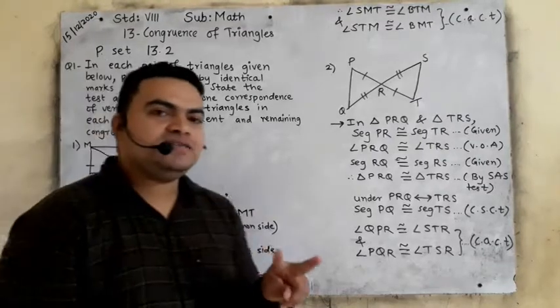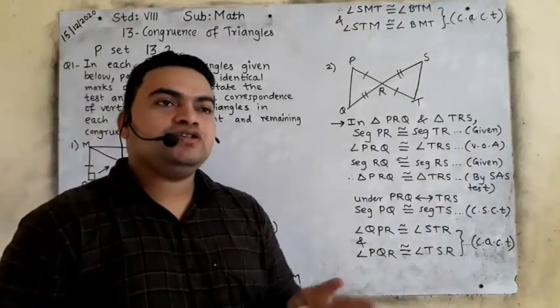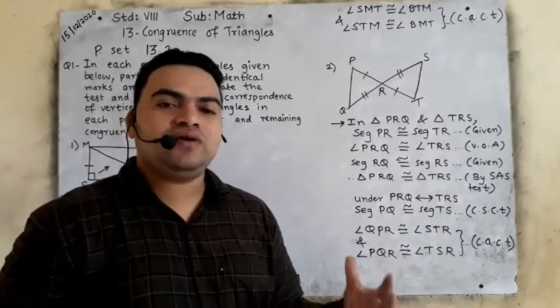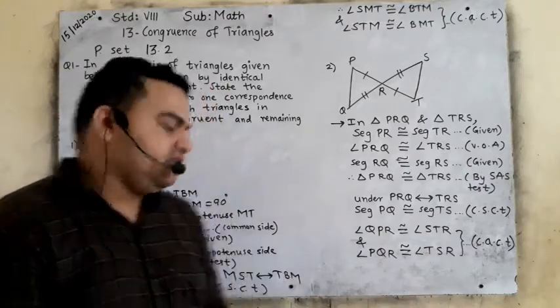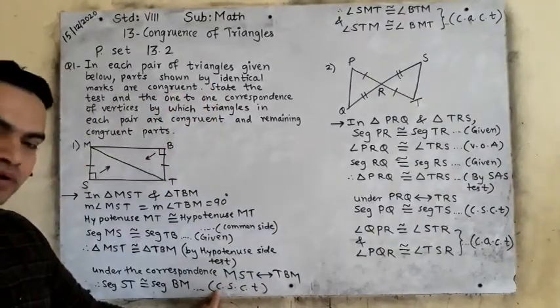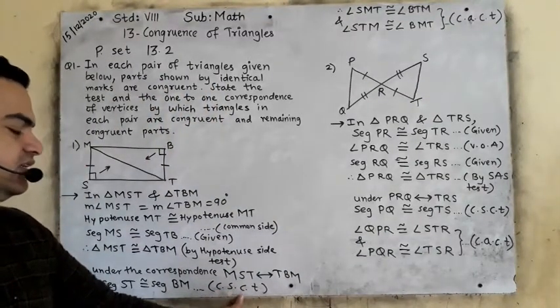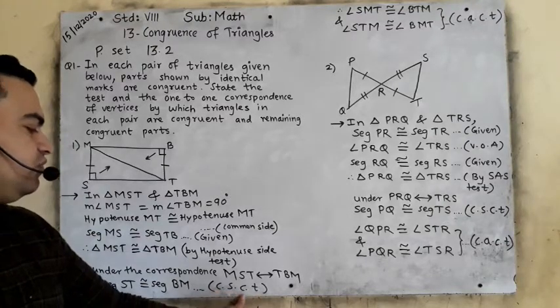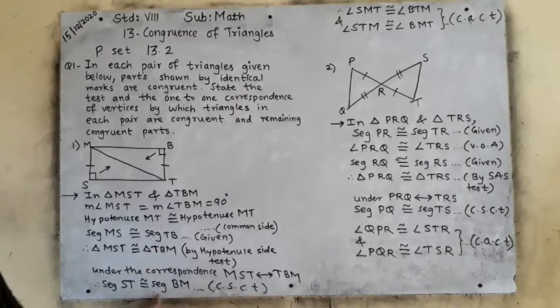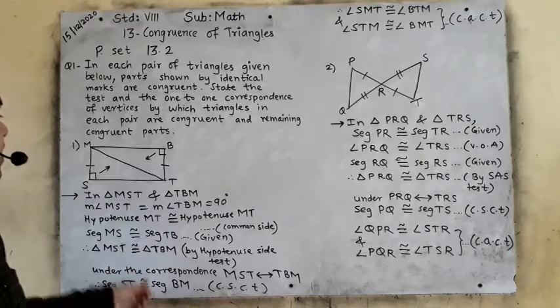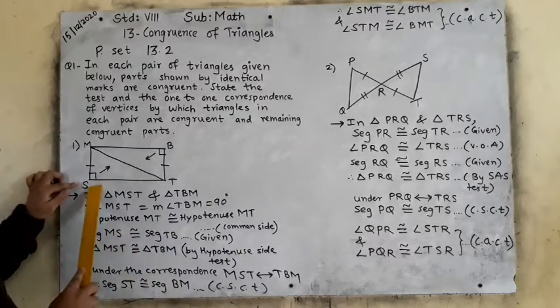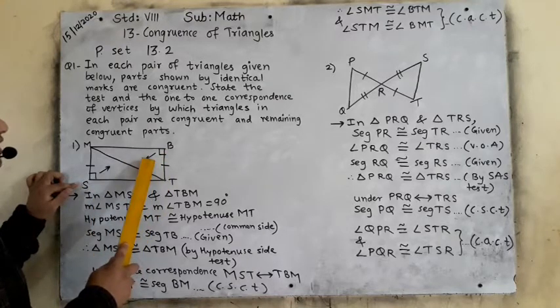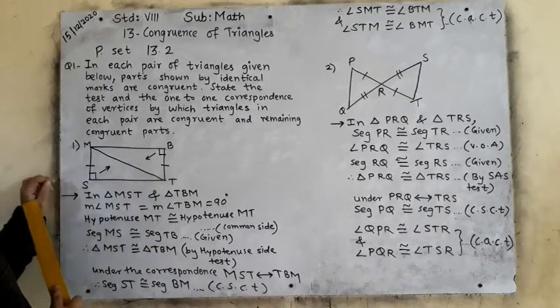If two triangles are congruent, then their remaining sides and angles will also be congruent. We have written C for corresponding, S for sides, C for congruent, T for triangle. So corresponding sides of congruent triangles, these two sides will be congruent to each other. Now similarly we know angle S is 90 degree, angle B is 90 degree, so they are already congruent to each other.